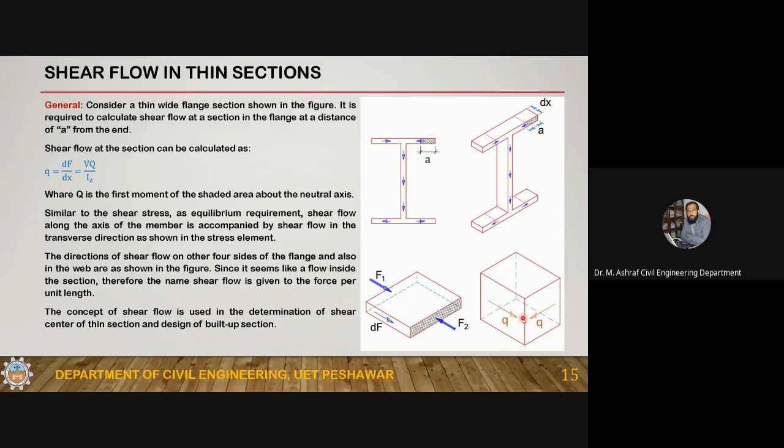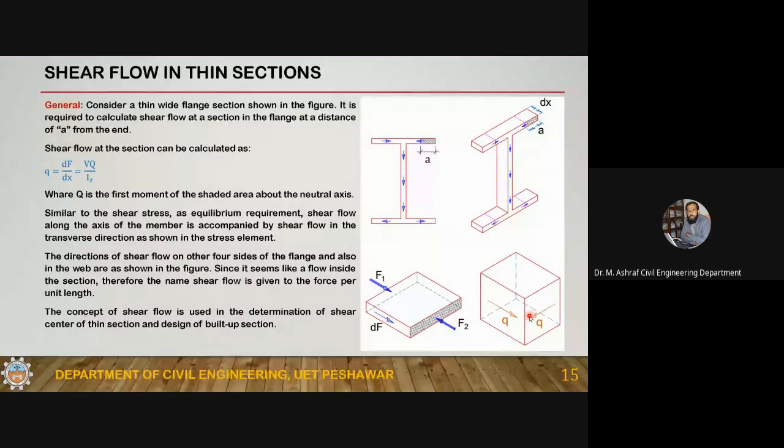Now, as an equilibrium requirement, if you take a point and show it as a differential element here, then if you have a shear flow in this direction, it must be accompanied by a shear flow in this direction. We calculated this one using the formula VQ by Iz, but similar to the case where we proved that the horizontal shear stress is accompanied by the vertical shear stress, this is the same case: this shear flow is accompanied by this shear flow.